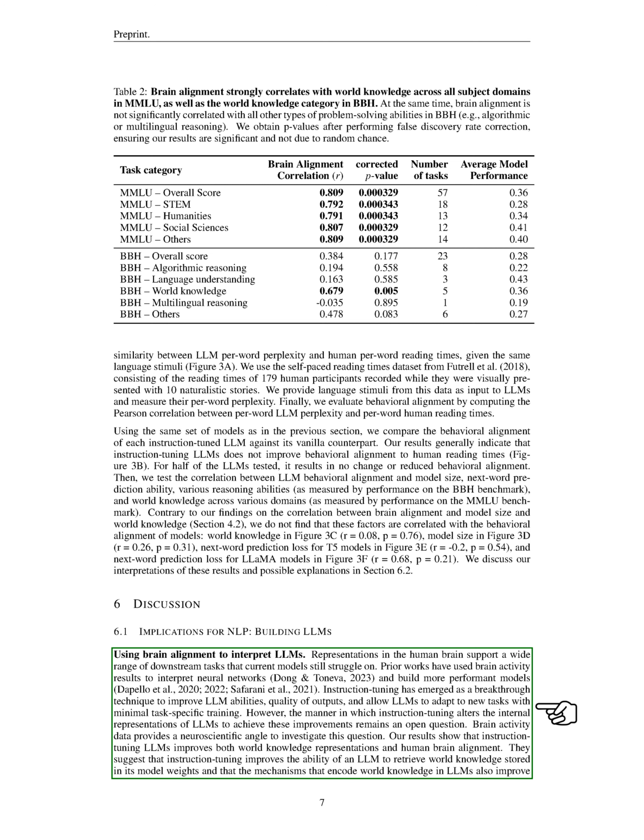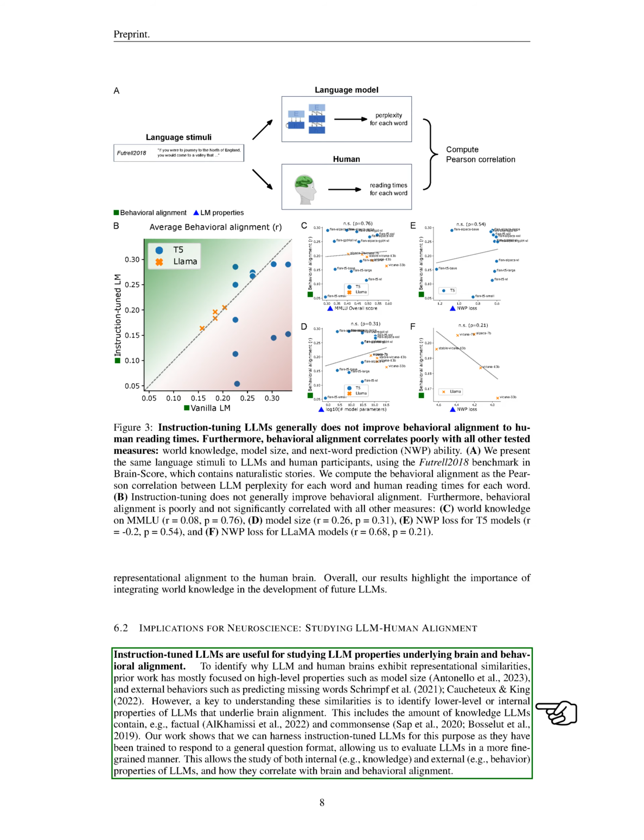Turning to neuroscience, we've found that instruction-tuned LLMs are useful for studying the properties of LLMs that underlie brain and behavioral alignment. Previous research has mostly focused on high-level properties like model size and external behaviors like predicting missing words. However, we believe that understanding the lower-level or internal properties of LLMs is key to understanding their similarities with the human brain. For instance, the amount of knowledge LLMs contain, such as factual and common-sense knowledge, is crucial.